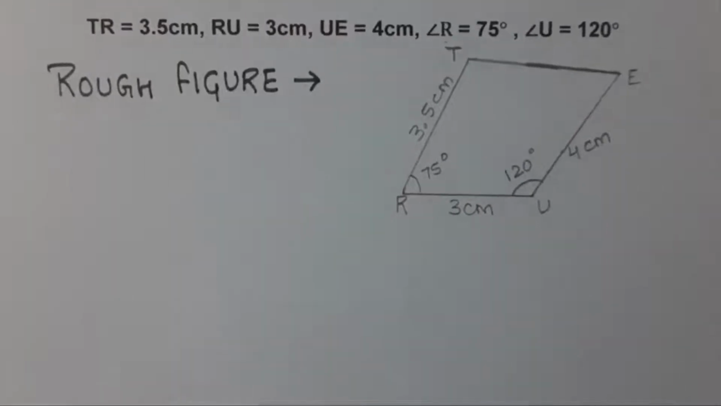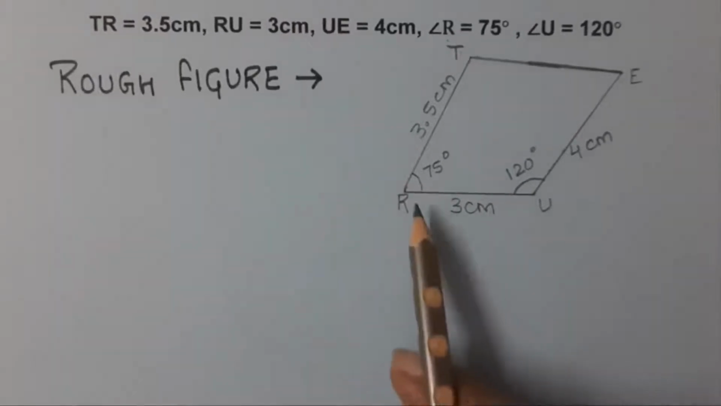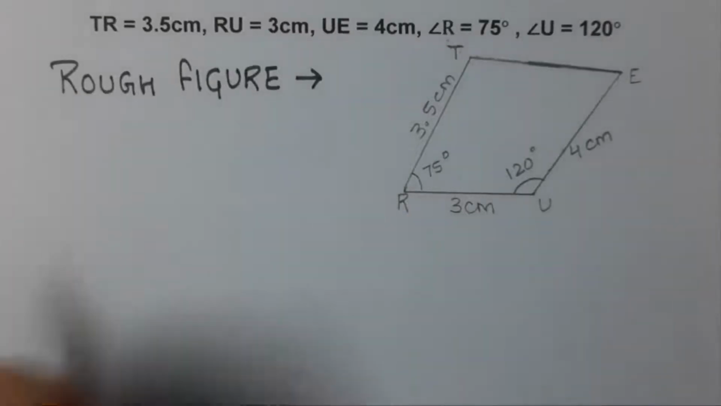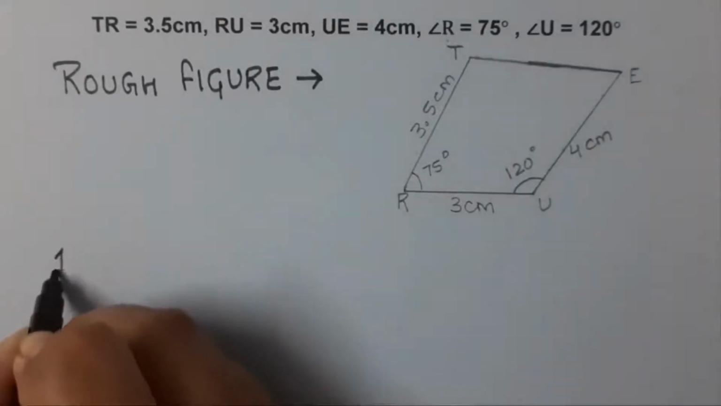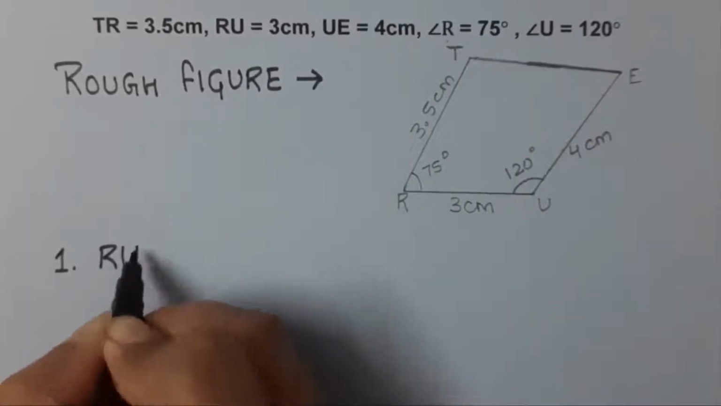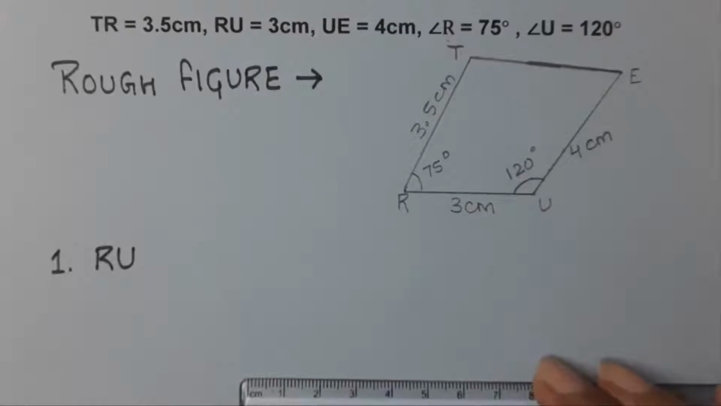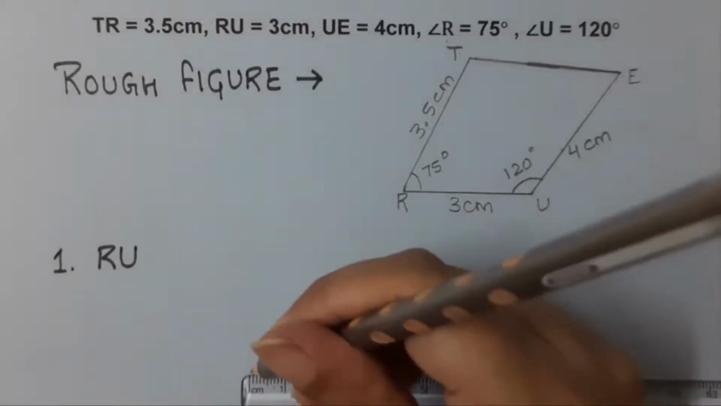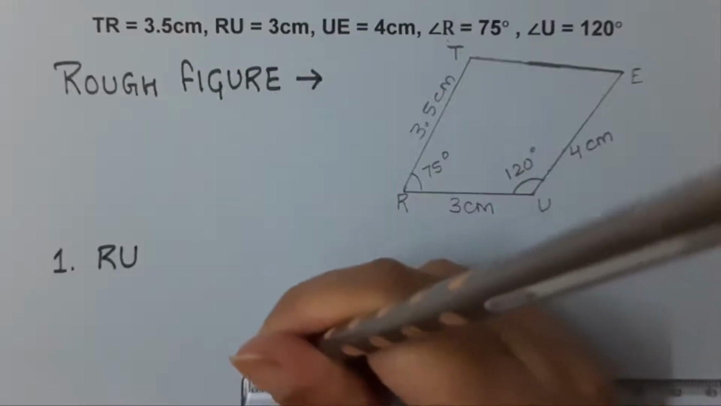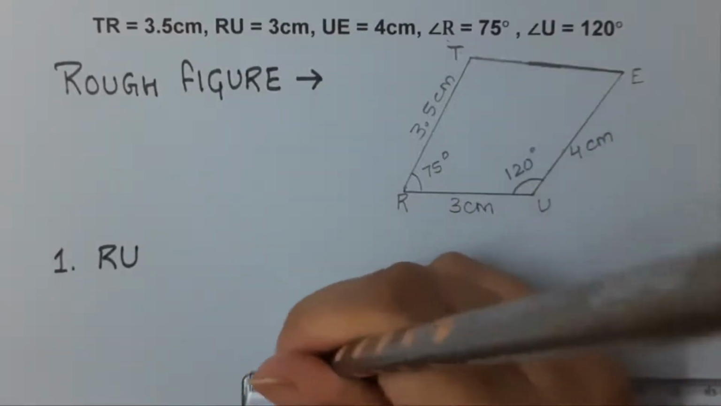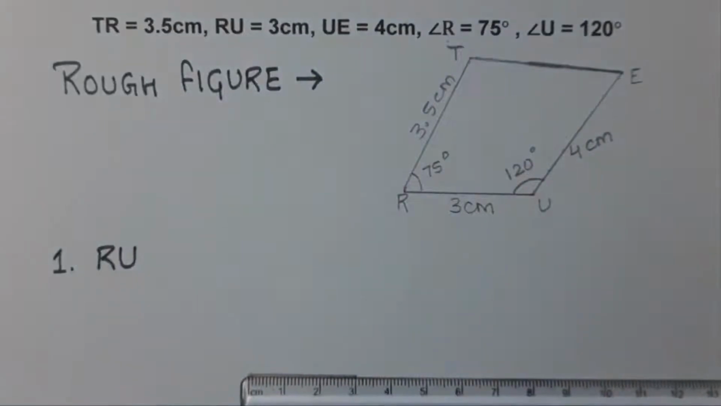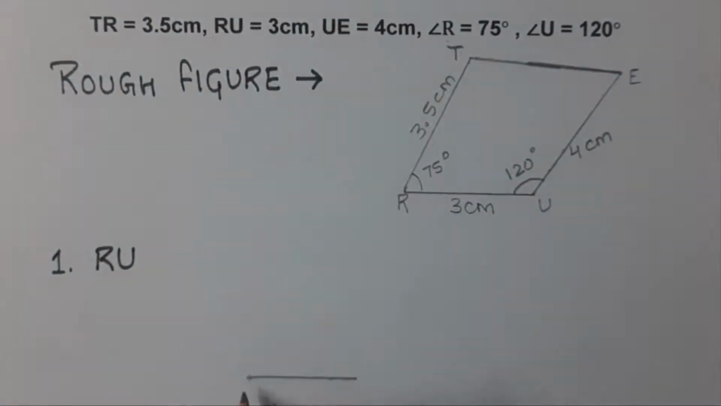Now the rough figure is there. We'll first of all construct the side RU, which is 3 cm. With the help of a ruler, we will construct it like this, 3 cm. We'll first draw it with a pencil, and later, once the quadrilateral is constructed, we can highlight it with a sketch pen or something. So this is the side RU.